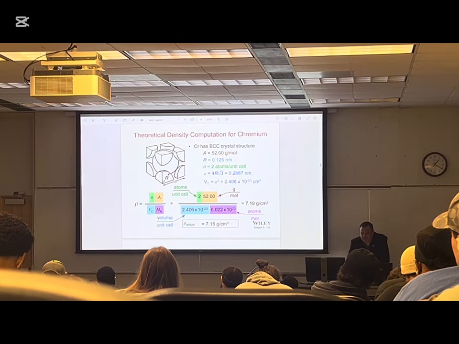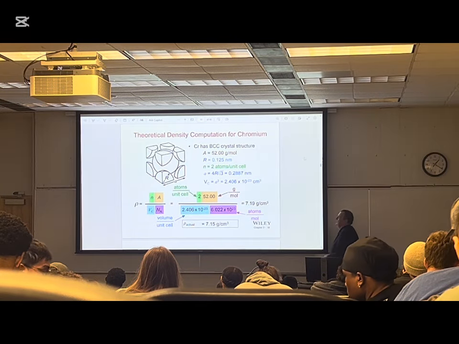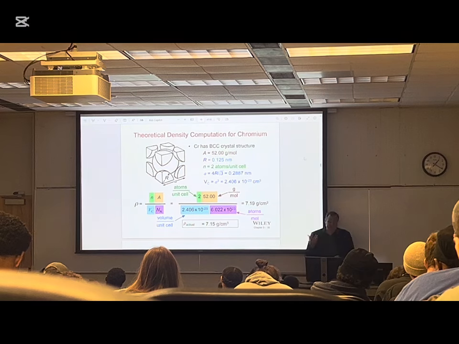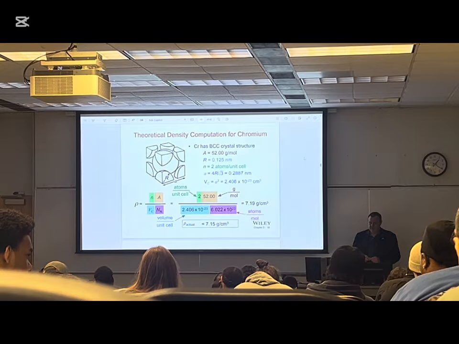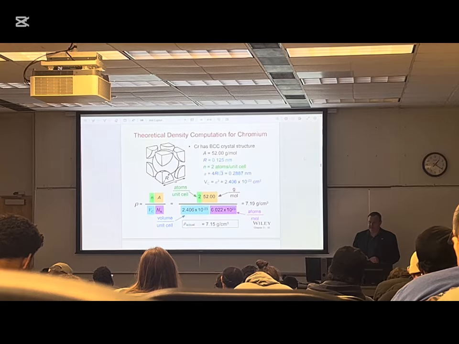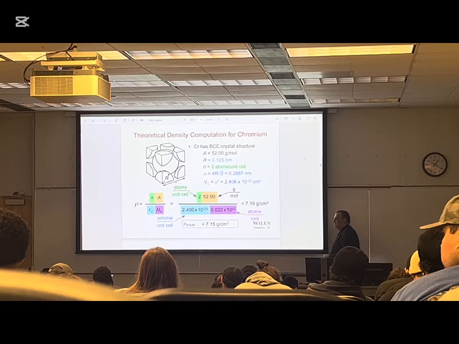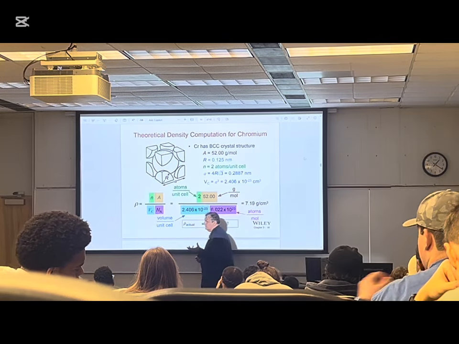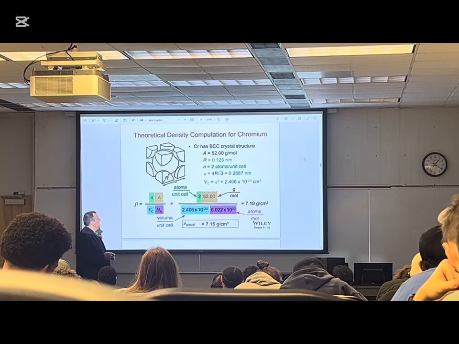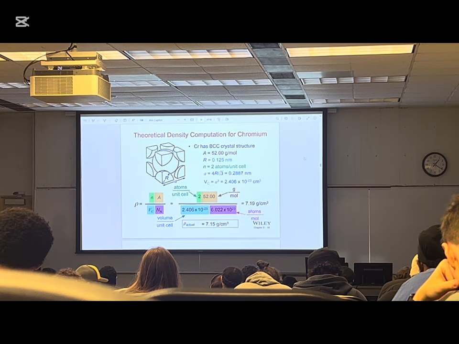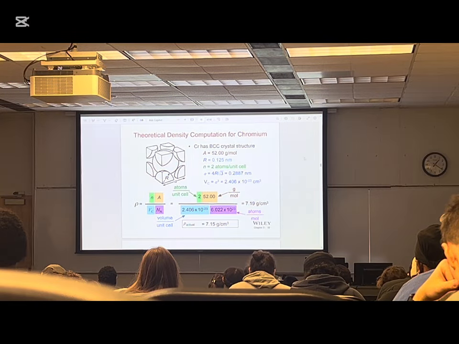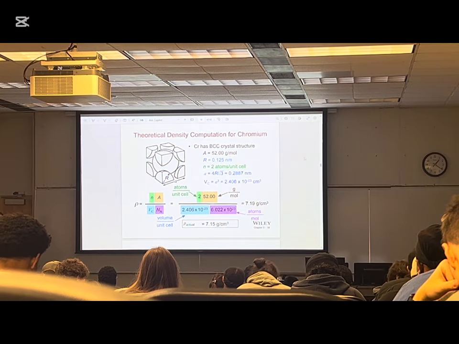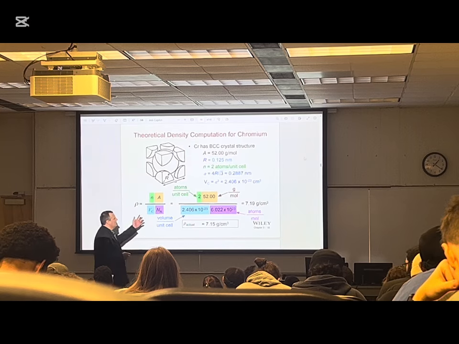And if we look, for example, at chromium, and chromium has BCC structure, and I'm going to tell you how we know that it has BCC structure. The atomic mass is 52 grams per mole. The radius is 0.125 nanometers. For BCC, how many atoms do we have per unit cell? 2. And a is equal to 4R divided by the square root of 3, or 0.2887 nanometers, and the volume of the unit cell is a cubed. So we take that a and we cube it.